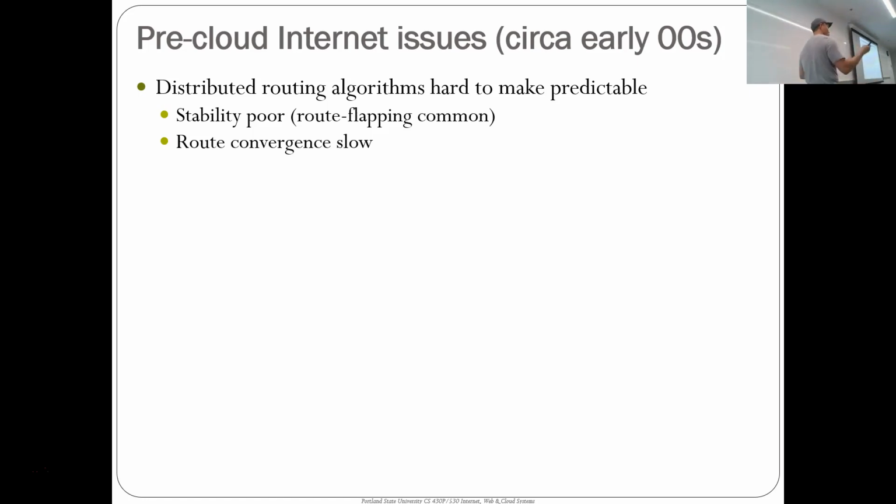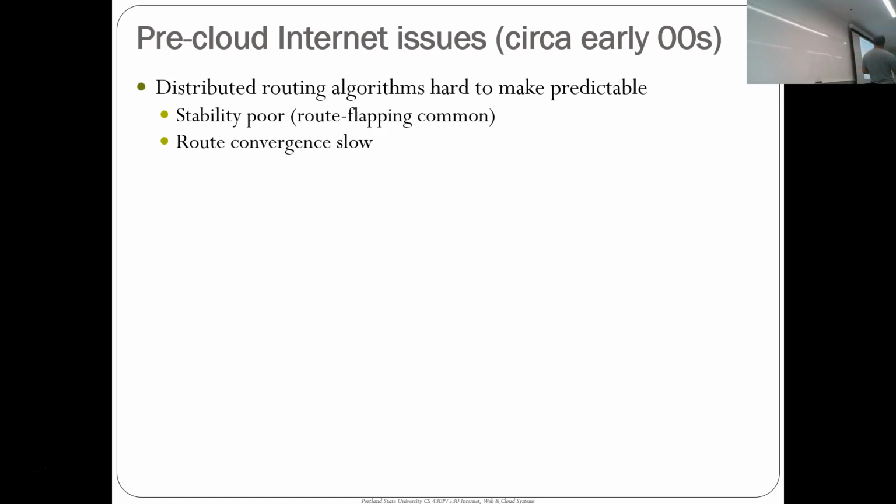This is more of a story of how we got here. How did we get to the cloud? In the early 2000s, before we had large-scale cloud services, the internet was basically run using distributed routing algorithms that were very unpredictable. They weren't stable, meaning that the routes would continually change under load.